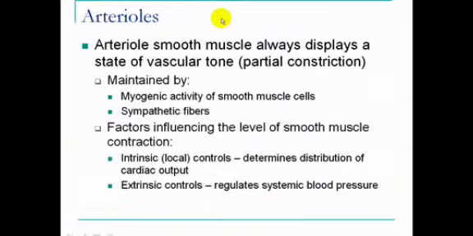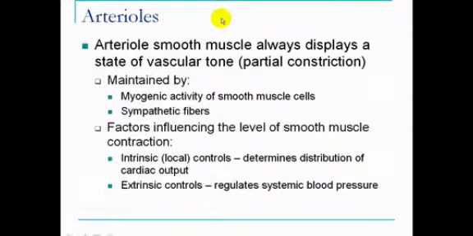Remember we learned about sympathetic tone and partial constriction of blood vessels? What maintains their constriction, or lack of constriction when they vasodilate, is two things. There's what we call the myogenic activity of smooth muscle. Remember we learned that smooth muscle can generate its own contractions without input from the nervous system. So they can be intrinsically controlled, where they can contract or relax on their own, or they can be influenced by extrinsic controls, in this case the sympathetic nervous system.